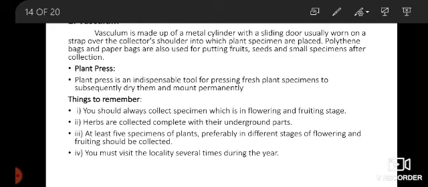Some points have to be remembered while keeping the plants in a vasculum. Always collect specimens in the flowering and fruiting stage, and herbs are collected completely with their underground parts. At least 5 specimens of the plant have to be collected, preferably at different stages of flowering and fruiting. Lastly, you must visit the locality several times during the year.